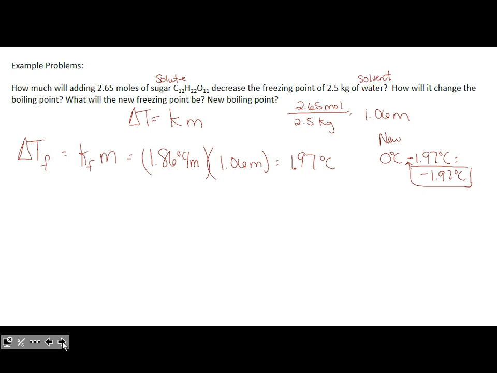We can follow the same course of action for calculating the boiling point. However, instead of using the freezing point constant, now we're going to use the boiling point constant. So Kb times the molality. The boiling point constant for our solvent, water, is 0.51 degrees Celsius per molal, and our calculated molal concentration is 1.06. You can see here that the unit molality cancels. And then, of course, just multiply.